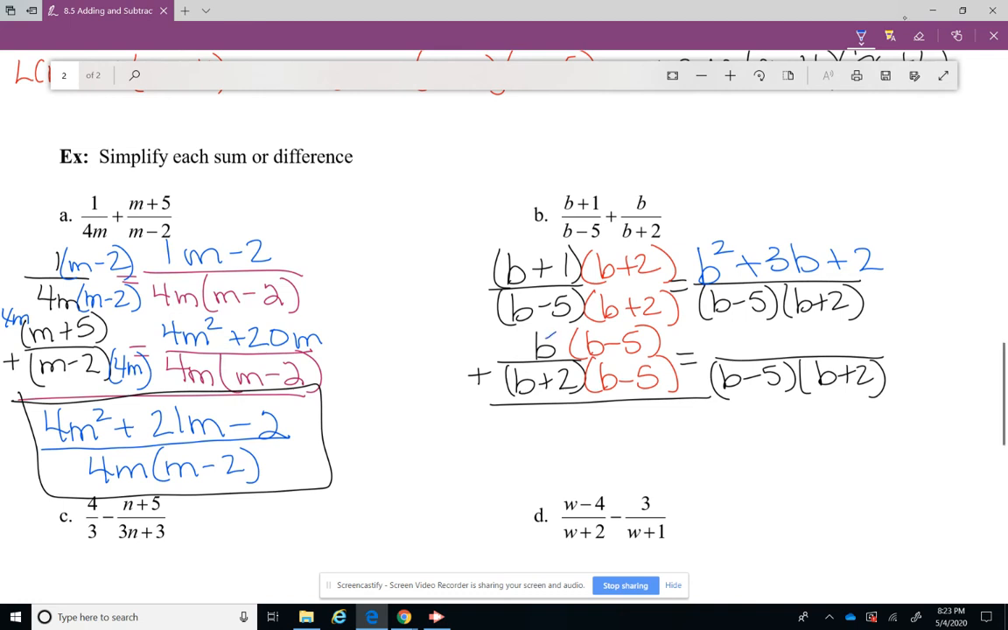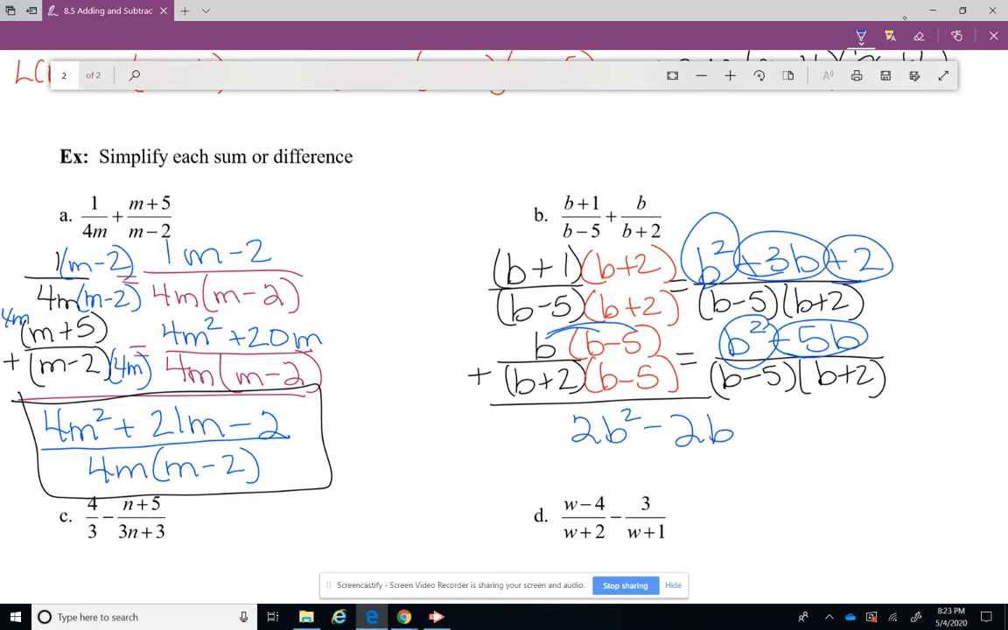All right, for the next numerator, we just have to distribute, okay? So b times b is b squared, and b times -5 is -5b. All right, so we have b squared plus b squared. Well, that's 2b squared. And we have a positive 3b and a negative 5b, and that's going to make a negative 2b. And then we have a 2 plus 2.